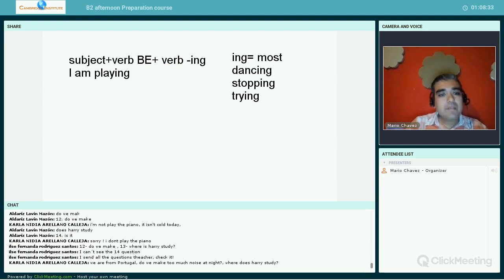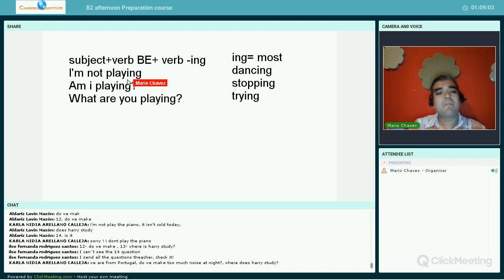So if we want to make a negative sentence, then we need to use not. We can make the contractions with am and say I'm not, right? And if we want to make a question, well, the same way, we use first the verb be, am I playing, right? Or we can even make it with a WH question, like, what are you playing?